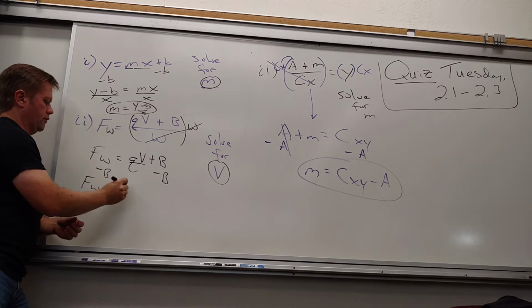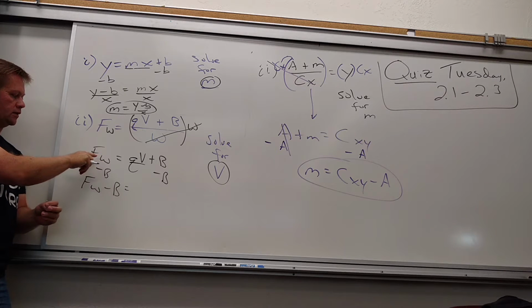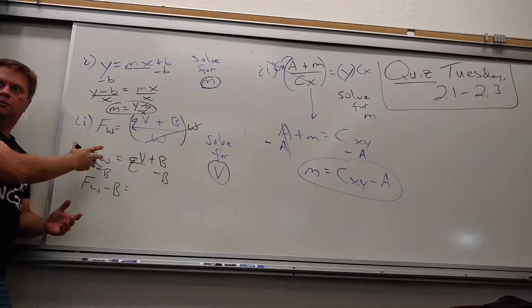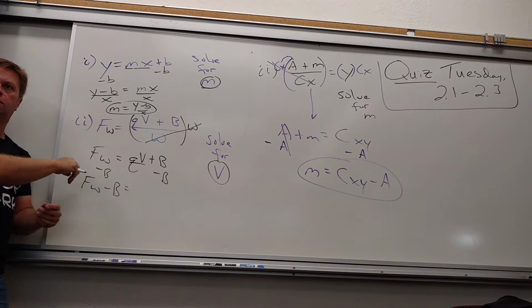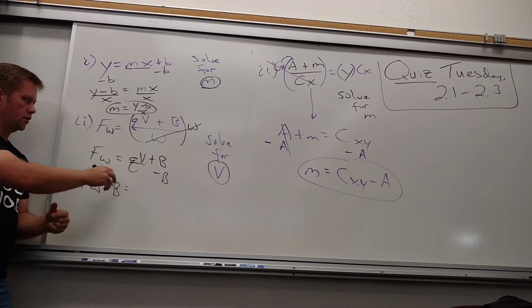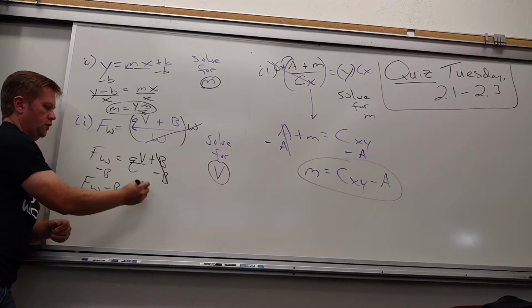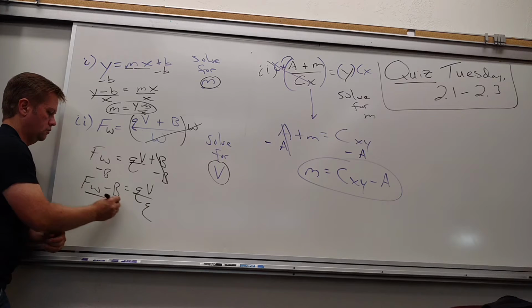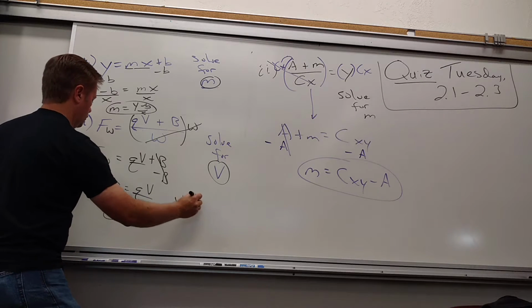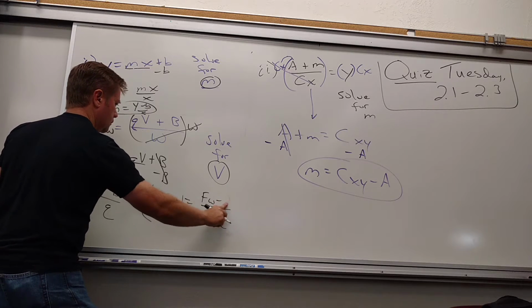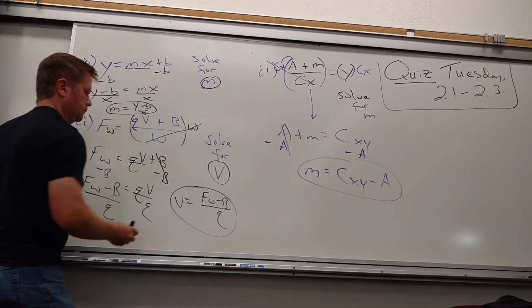FW minus B. I always have somebody that writes this as FWB. But what is FWB? Multiplying? How would subtraction become multiplication? You've got to show me that one. But no, that's not true. So then over here, QV, and then you just divide by Q. So V equals FW minus B over Q. Oh my God.